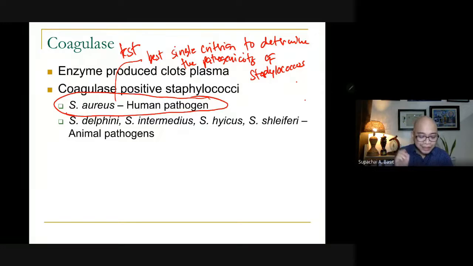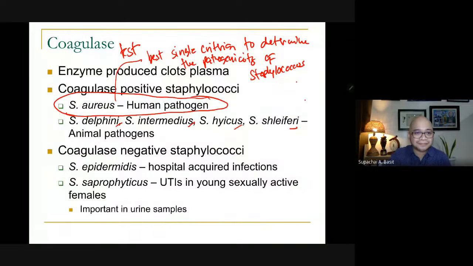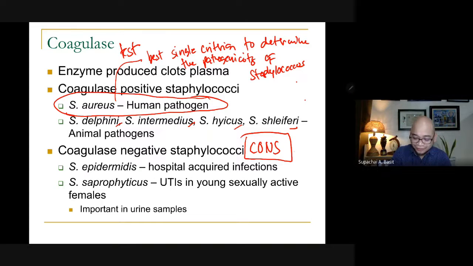So Staphylococcus delphini, intermedius, hyicus, schleiferi are animal pathogens. Although they are also coagulase positive, they are considered to be animal pathogens. And then we also have the so-called coagulase negative staphylococci. So we call them the CoNS. Do you know that even if they are coagulase negative, they can also be pathogenic to some extent?